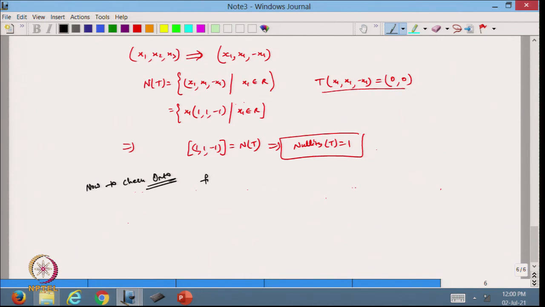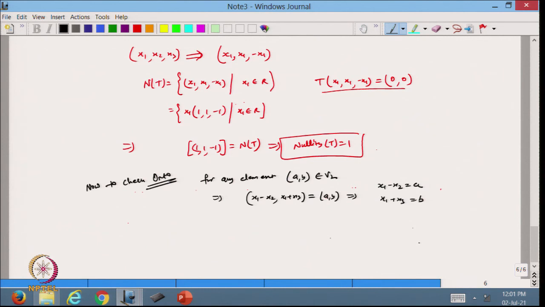Now, onto means for any element, suppose I take the element (a, b) belonging to V2. This implies that (x1 minus x2, x1 plus x3) should be equal to some (a, b), because I have just taken one element (a, b) from V2, and the elements of V2 are of this form. Now, from here I get x1 minus x2 is equal to a and x1 plus x3 is equal to b.